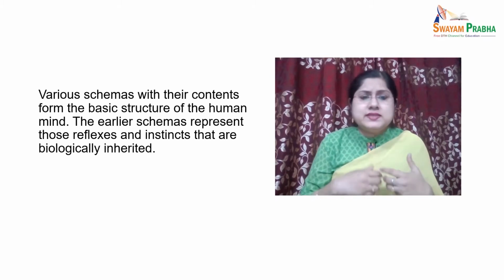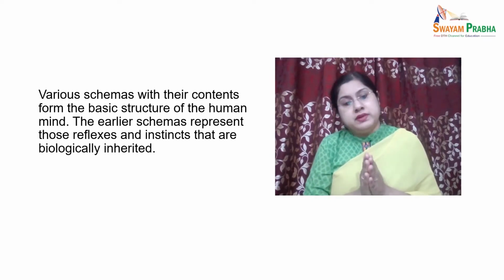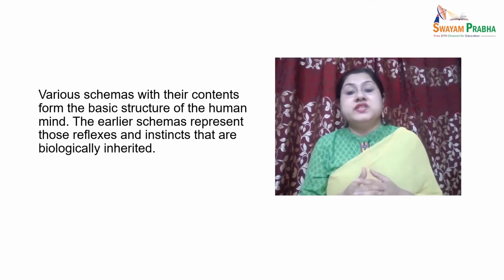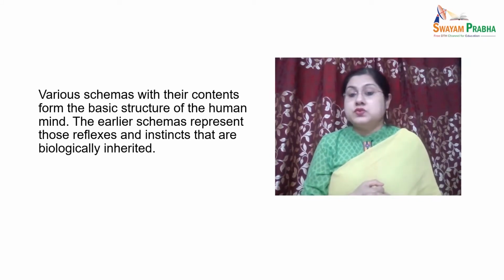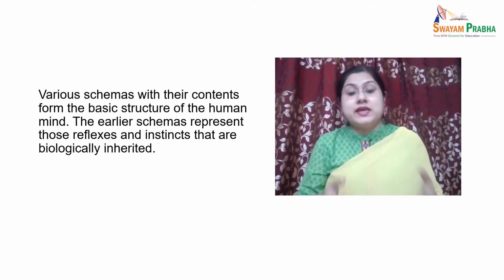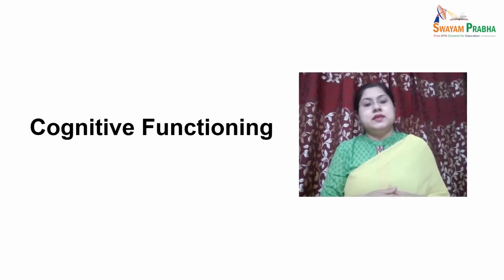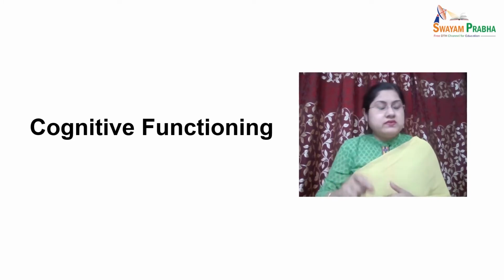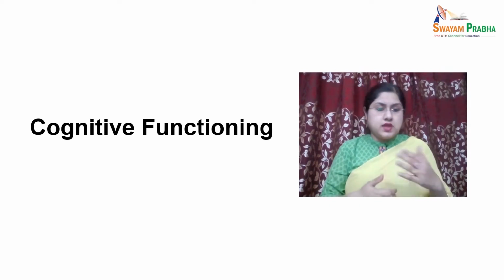So the various schemas with their contents form the basic structure of the human mind. The earlier schemas represent those reflexes and instincts that are biologically inherited. However, as a child grows with the interaction of the physical and social environment, the child is able to form different schemas, resulting in changes and modifications in his or her cognitive structures. Now let us see the next basic component, which is cognitive functioning. Earlier we were looking at the cognitive structure, under which there was the discussion on schema. So now it is cognitive functioning.